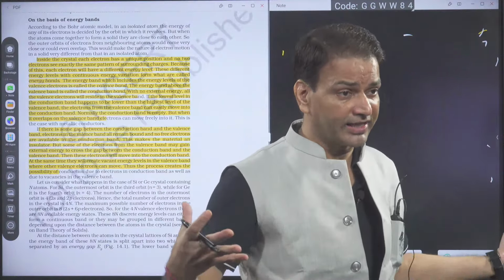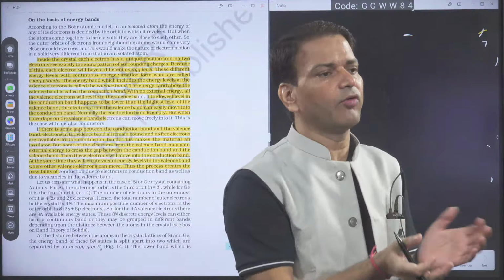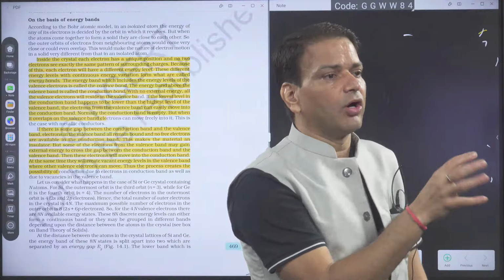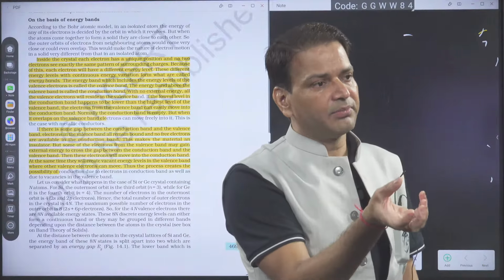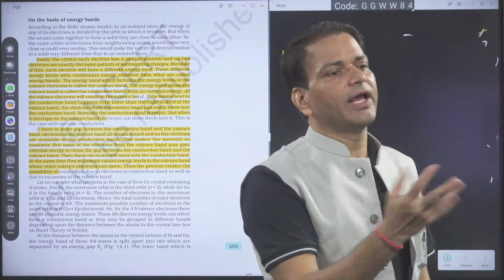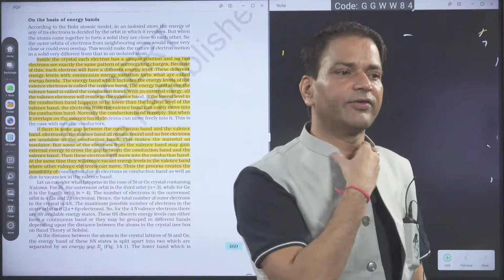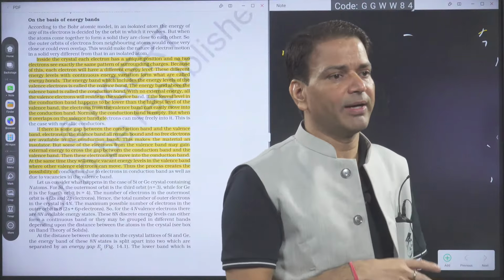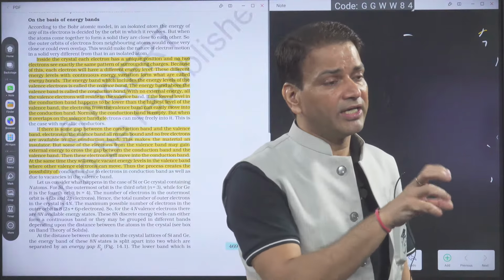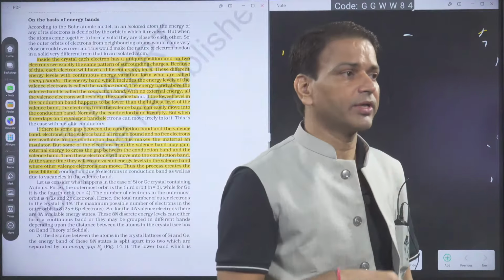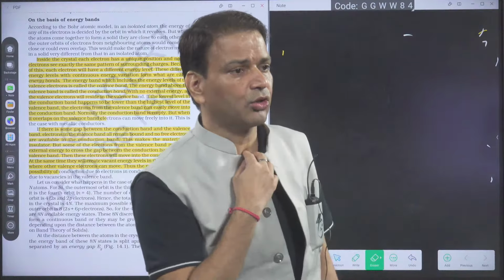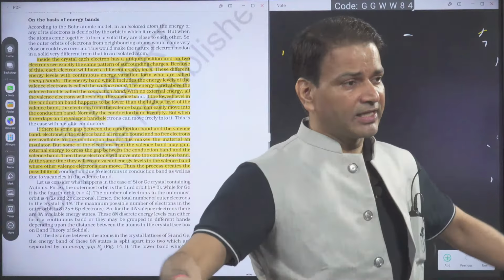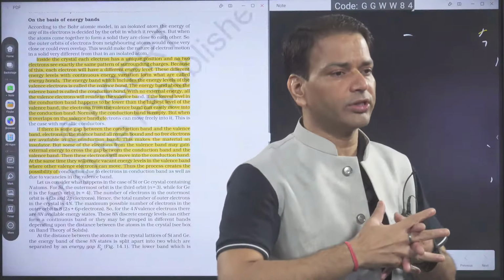But suppose we are taking a crystal. In the crystal we have a large number of atoms. We have learned the Pauli exclusion principle: no two electrons in an atom will have the same energy, which means all the electrons will have different energies. Suppose I take the example of the sodium atom. Sodium has 11 electrons, and all 11 will have different energy. Suppose I talk about the valence electron. In sodium, how many valence electrons are there? One. But if I take a sodium crystal, there is an n number of sodium atoms.